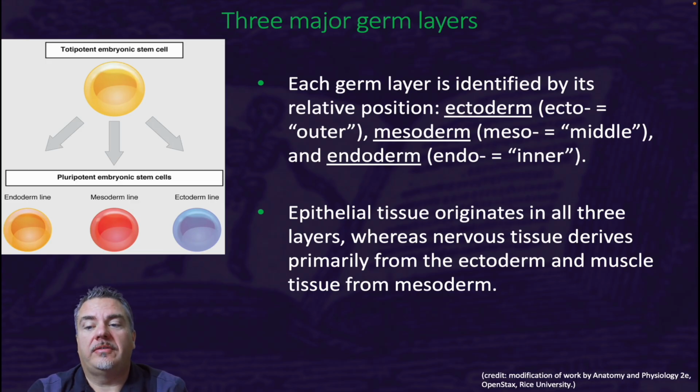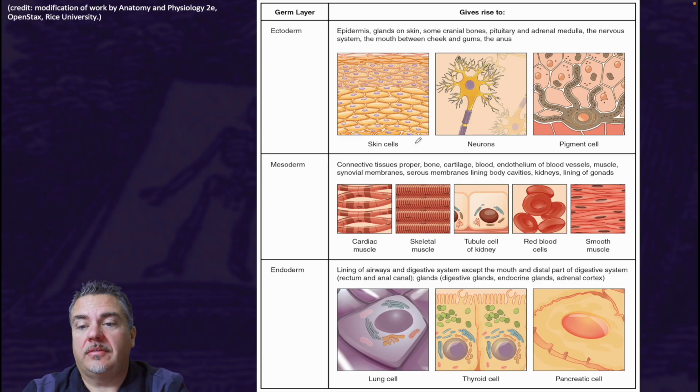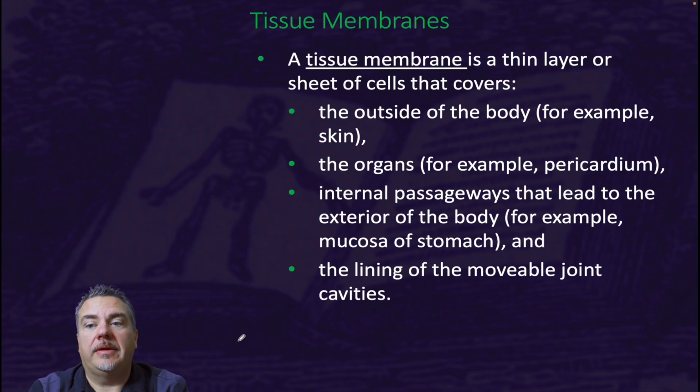Epithelial tissue originates in all 3 layers, whereas nervous tissue derives primarily from the ectoderm and muscle tissue from the mesoderm. So the ectoderm makes things like skin cells, neurons, and pigmented cells, whereas the mesoderm makes things like muscle cells, red blood cells, and tubule cells of the kidney, while the endoderm makes things like lung cells, thyroid cells, and pancreatic cells.